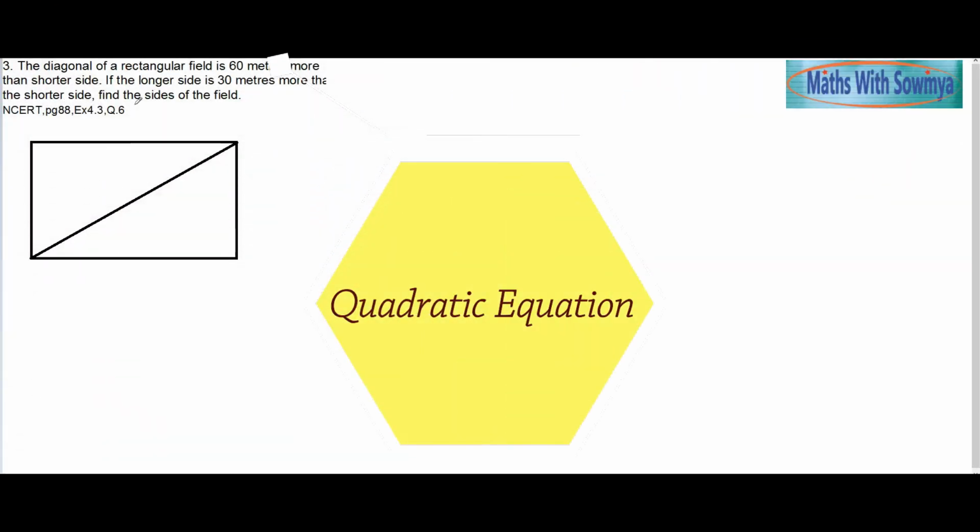In this sum, we have given the diagonal of a rectangular field is 60 meters more than the shorter side. Here the shorter side, if I am taking B, and this is length and this is diagonal, the diagonal is 60 more than the shorter side, that is B plus 60, and length is 30 more than the shorter.